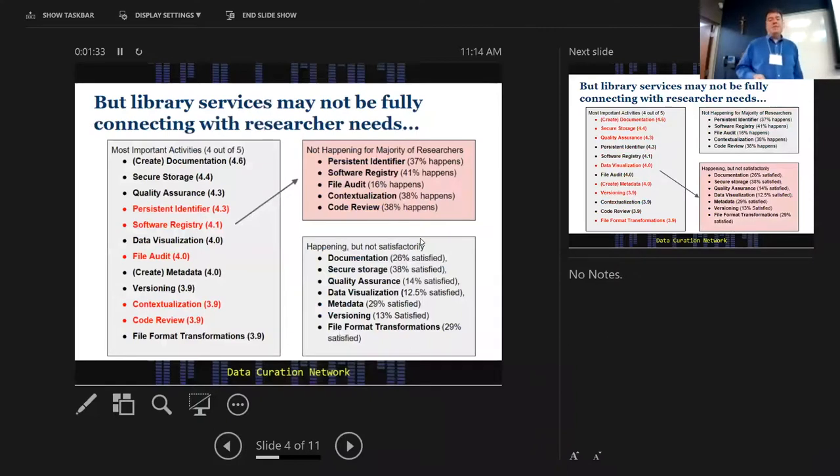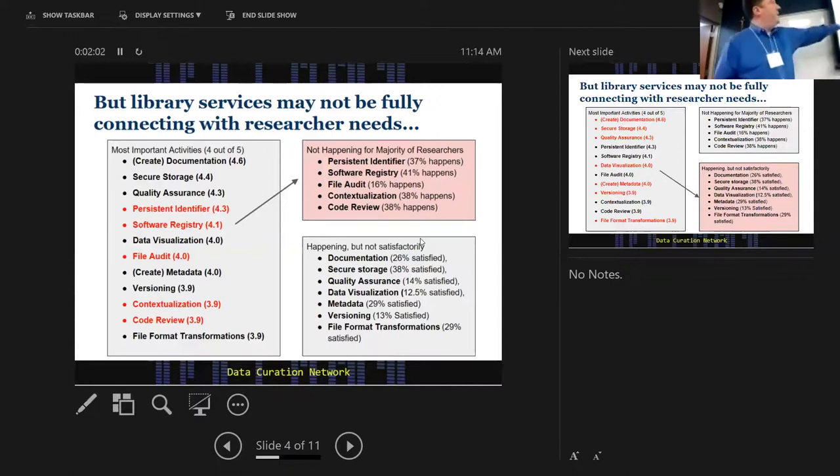But the library services that we offer may not be fully connecting with researcher needs. So another activity that we did as part of the Data Curation Network planning grant is to pull together engagement activities where we got people together and we asked them, how important is a particular curation activity for you? We had 36 different ones for them to choose. And are you doing these particular curation activities, either yourself or having a third party do it for you? And if you are doing it or having somebody do it for you, how satisfied are you with the results?